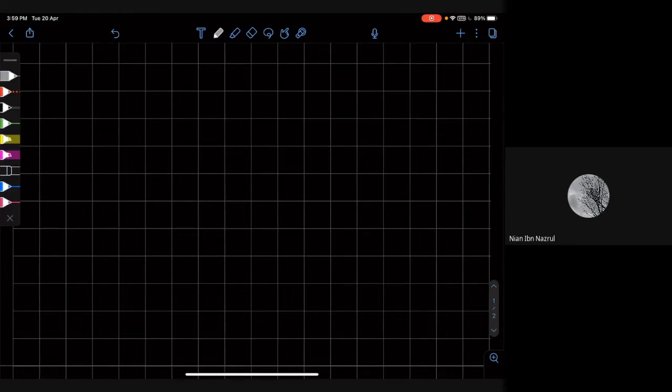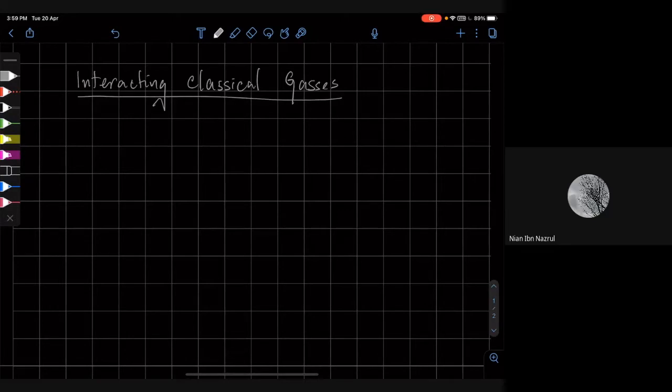So today we are going to discuss interacting classical gases. So this will be somewhat phenomenological. So far we've been ignoring interactions. Even when we looked at the diatomic gas, we didn't really consider the interaction between different molecules, right?